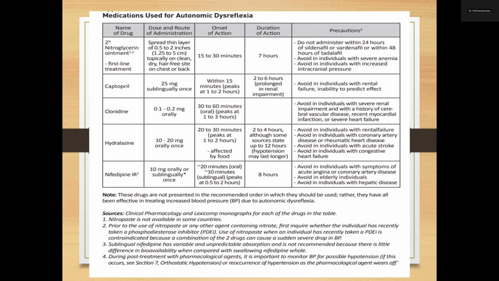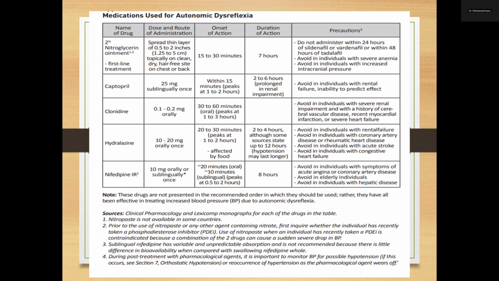But always remember, before we start initiating GTN, inquire from the patient if they have taken any PDE inhibitors, that means phosphodiesterase inhibitors 5, because they do take, for example, Viagra, sildenafil or tadalafil for their sexual dysfunction. So if the patient has taken this before coming to emergency, this is contraindicated. Very, very important, because it can cause a sudden drop in blood pressure when these two medications are combined.